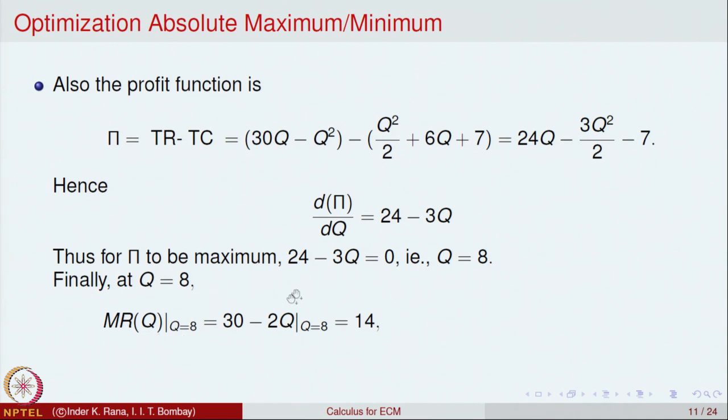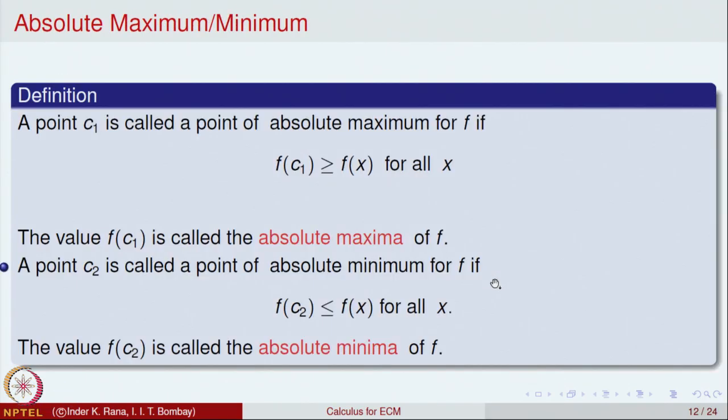This is the marginal revenue that we found as 30 minus 2 q in the previous slide. At q equal to 8 it is 14. And if we calculate the marginal cost at q equal to 8, which we had found out as q plus 6, evaluated at 8 it is equal to 14. So the marginal revenue at the point where the total profit is maximum, that is q equal to 8, is equal to the marginal cost at q equal to 8. So this was the profit maximized when q is equal to 8.